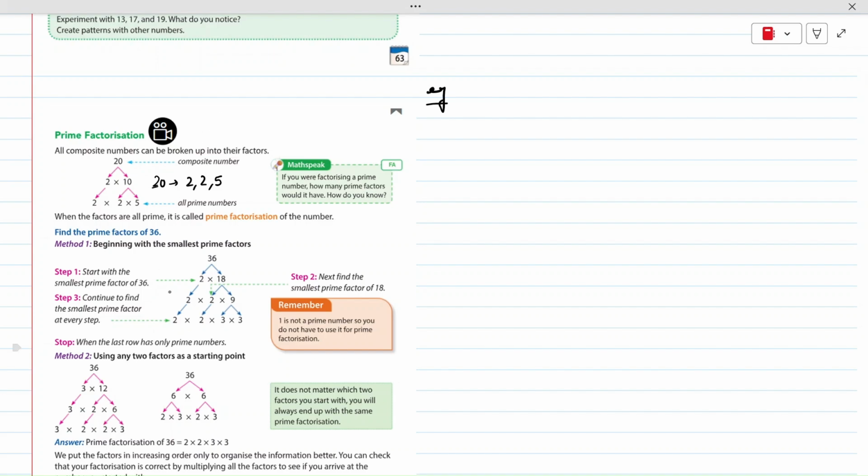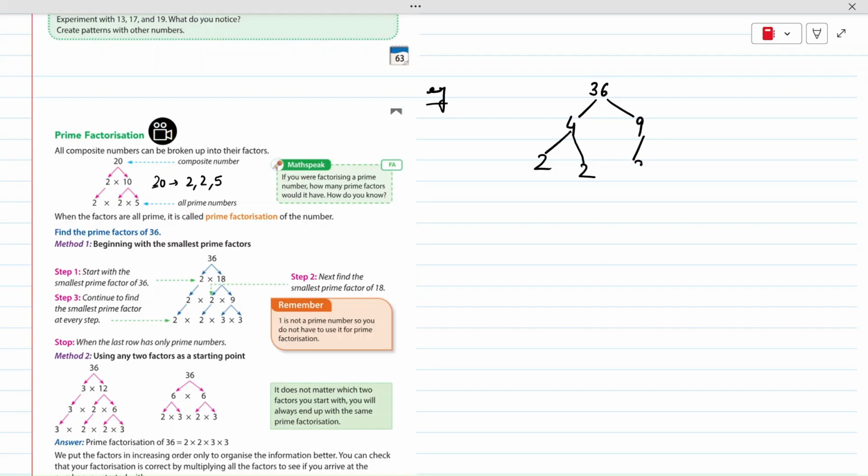The same we can do for 36. Kids, there are many ways to do it. Like in this example, they have taken 2 and 18. We will do it from here also, but I am telling you another one. We know that 4 multiplied by 9 will give us 36, right? 4 into 9 is 36. So now we have two numbers, 4 and 9. If I see 4, 4 is not a prime number. It can further be broken down into 2 and 2.